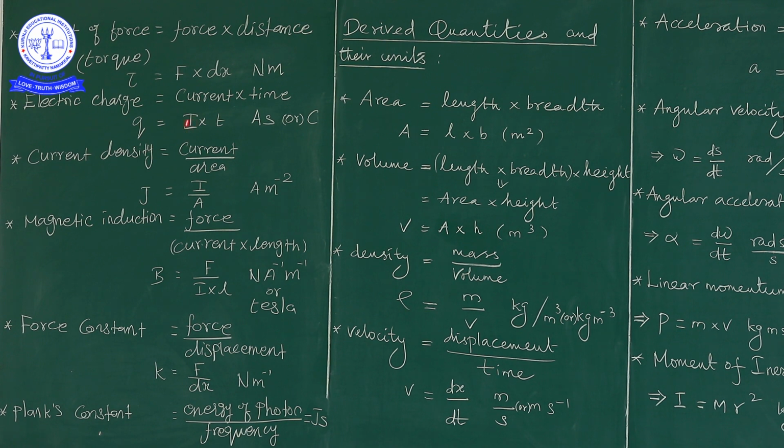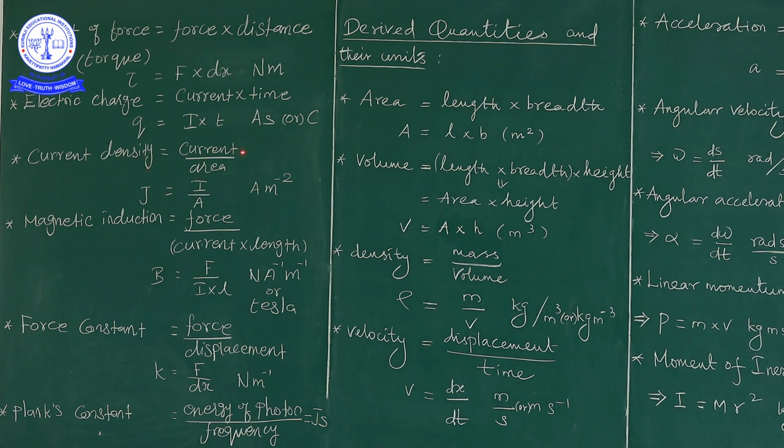So what is the unit for the current? What is the unit for the time? What is the unit for the charge? Such questions now arise. We have to express current in ampere, time in second, and the unit of charge is coulomb.